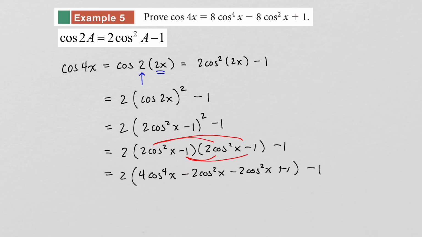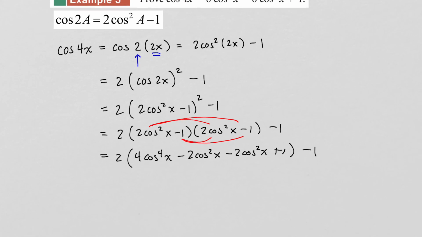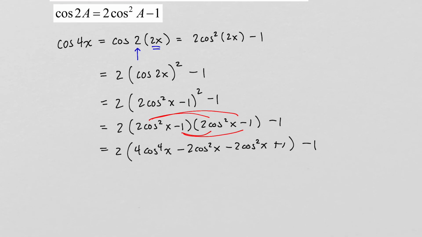And the important thing to remember when you FOIL is that when you multiply cosine squared times cosine squared, you get cosine to the 4th power. We have to add those exponents together. And also 2 times 2 is a coefficient of 4 here. Next, we're going to take the 2 in front and distribute it to all of these terms. And actually, you can combine these first if you want, and then distribute, or you can go ahead and distribute. Either way is fine.